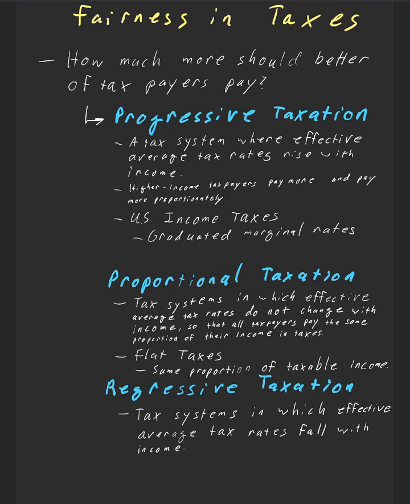Okay, another idea is proportional taxation. So this is a tax system in which effective average tax rates do not change with income, so that all taxpayers pay the same proportion of their income in taxes. So these are flat taxes, and it just says we take the same proportion of taxable income from everyone. So people make more, pay more in absolute value, but they don't pay more proportionately. So again, that's like taking 10% from both the person that makes 100 and from the person that makes 200.